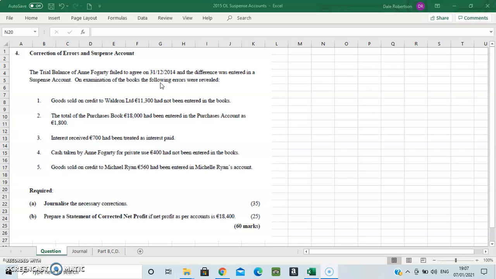On examination of the books, the following errors were revealed. So we've actually found 5 mistakes, which when we go about rectifying these mistakes and journalizing them, then our accounts will be correct again. And that's part A, to journalize the corrections, and then part B is to prepare a corrected net profit. We'll deal with that when we get to it. So I'm going to flick away from the question now, but you guys will have the question on paper in front of you, and I'm going to look at the answer instead.